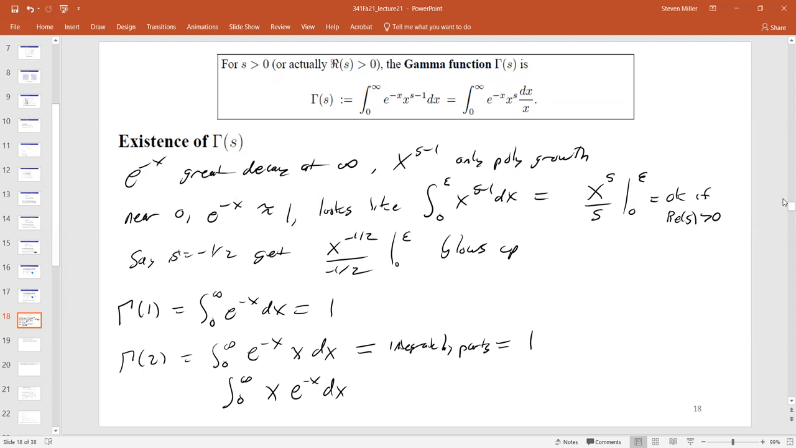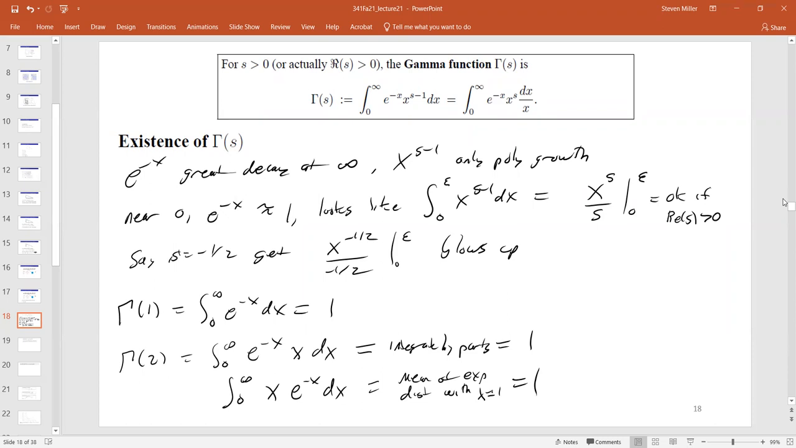What if I write it like x e to the negative x dx? Does that remind you of anything? Yeah. It's the exponential distribution, right? What quantity is this attached to the exponential distribution? It's the mean, right? This is the mean of an exponential distribution with lambda equals 1. So it just equals 1.